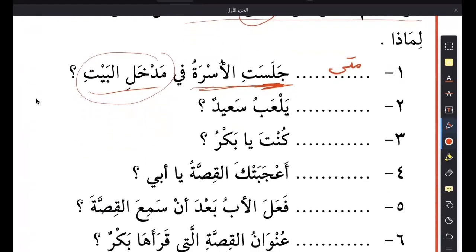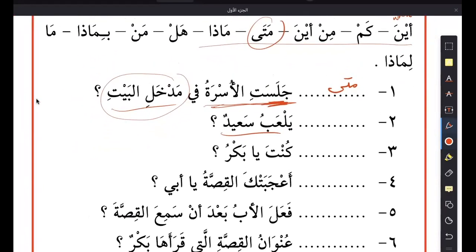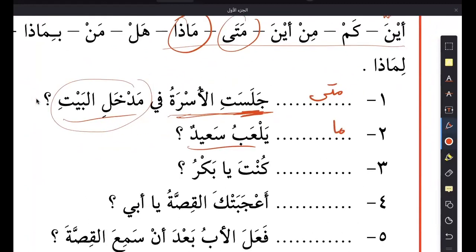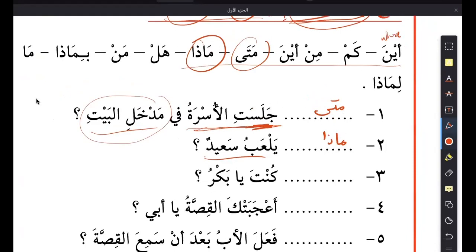Okay. So the second one is Yal'abu Sa'id. Sa'id plays, or Sa'id is playing. So here you can say mada, which means what is Sa'id playing. You can say mada. Mada, what is Sa'id playing? You can also say Aina yal'abu Sa'id, where is he playing? Or you can also say Mata yal'abu Sa'id, when does he play? So all of these things can work.